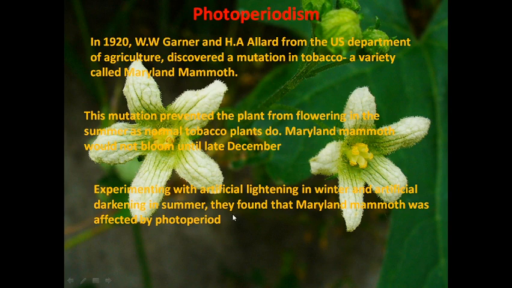They did some experiments with this plant: they gave it artificial lighting in the winter and artificial darkening in summer, and they found that Maryland Mammoth was affected by photoperiod. In this way, they proved that the plant is affected by the length of the photoperiod. The length of the day or the night matters for a plant, so plants are able to measure this length. In this way, it was concluded that photoperiodism occurs in plants.